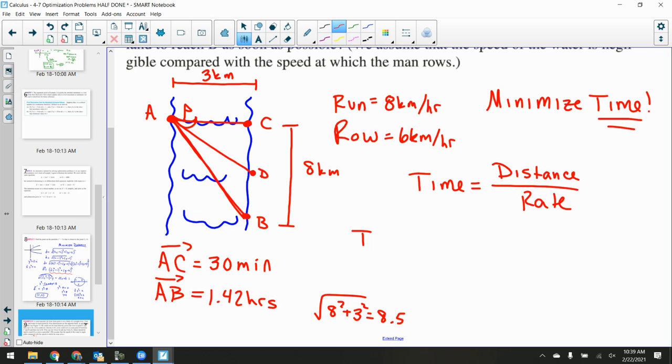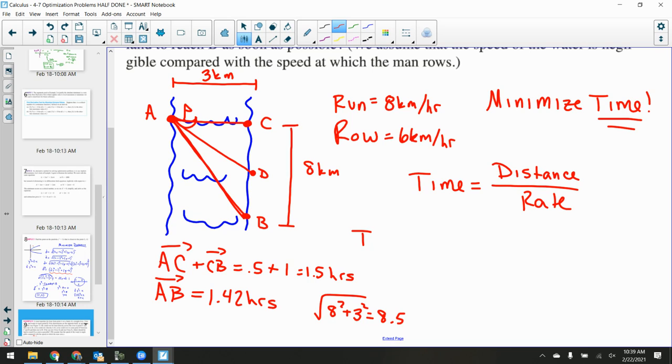Okay, I kind of screwed up here. Not really. We just didn't finish it. I've got to go A to C, and then C to B, right? I can't just row over to the other side and stop. I've got to row over to the other side and then run to B. So that's 0.5 of an hour plus 1 hour, because I'm traveling 8 kilometers, running at 8 kilometers per hour. So 1.5 hours.